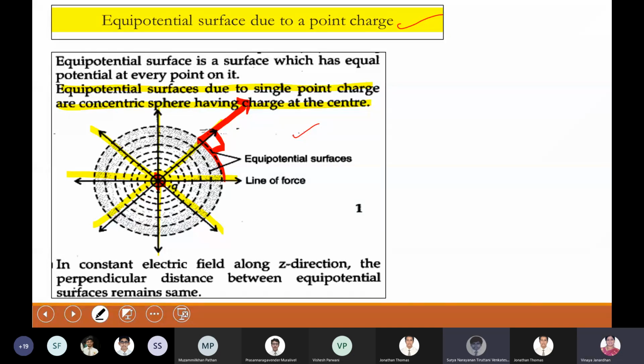Shall I move to the next one? Do we draw all the spheres around this charge? No, not necessarily all the spheres, boys. At least four concentric spheres are enough. Just label your equipotential surfaces and lines of force. Right? Shall I go for the next one?